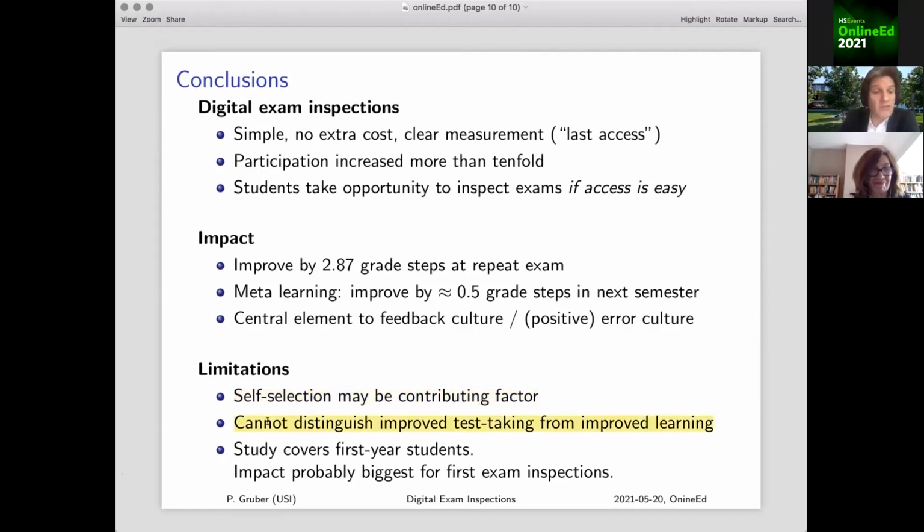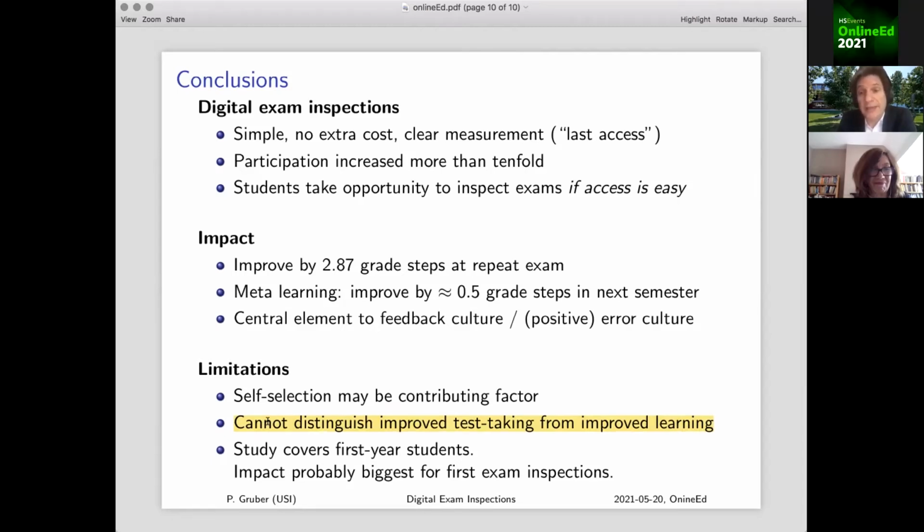One thing that I have to admit is that, of course, what we can't do is we can't distinguish improved learning from improved test-taking skills. So it could be that students actually did not really learn a lot about statistics, but they learned about how to do multiple choice tests. But again, what we see is that this effect is there for not so good students, and it's also there for very good students. So there might be a component to improving test-taking quality, but it might only be a small component.